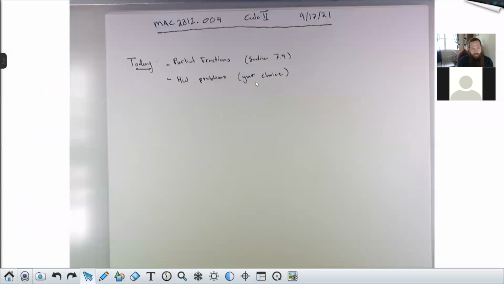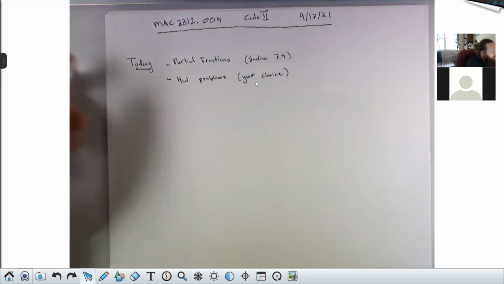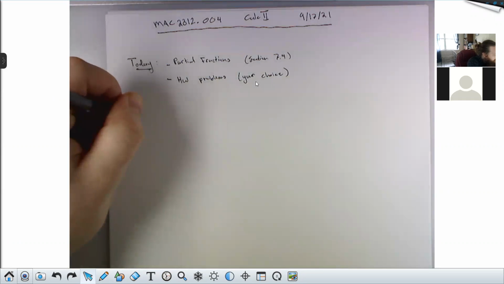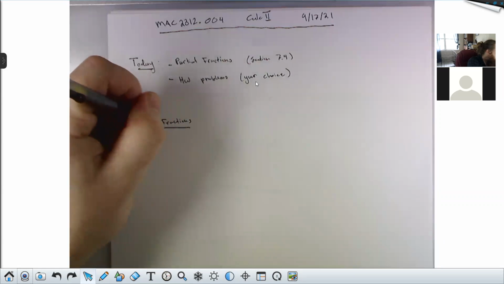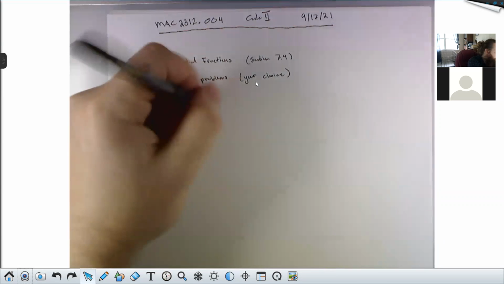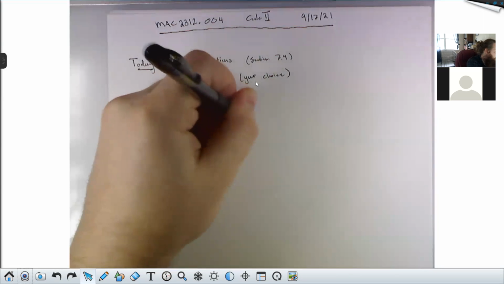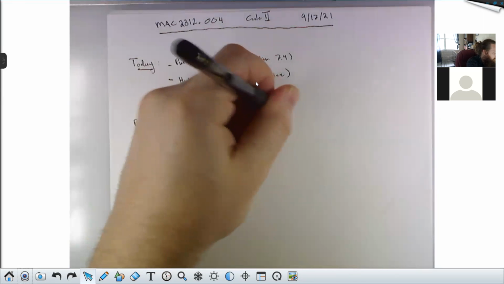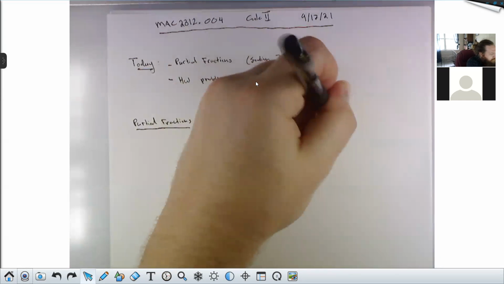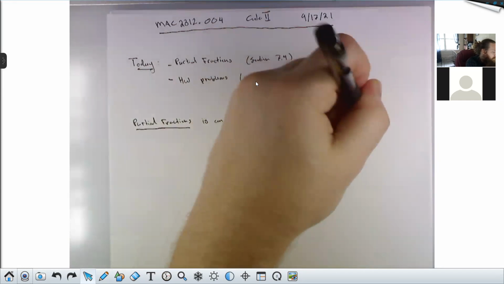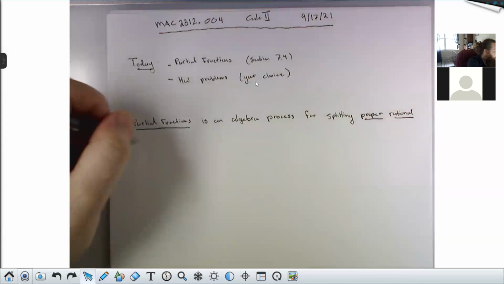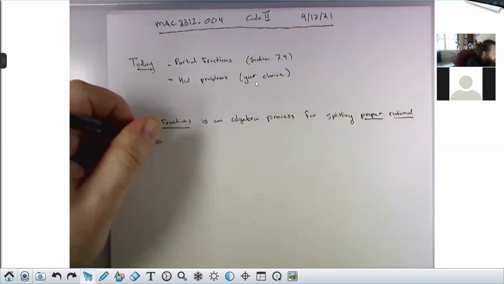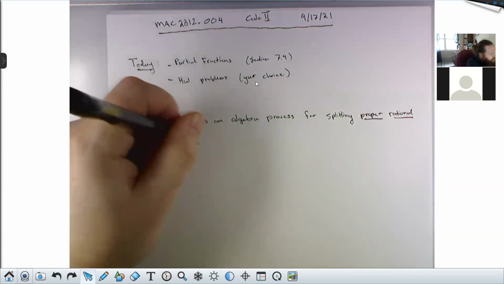So, let's talk a little bit about partial fractions. Partial fractions is an algebra process for splitting proper rational functions up into simpler pieces.